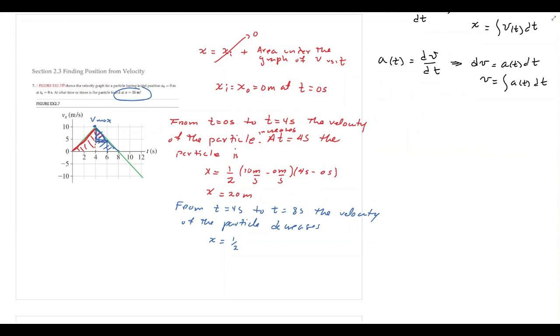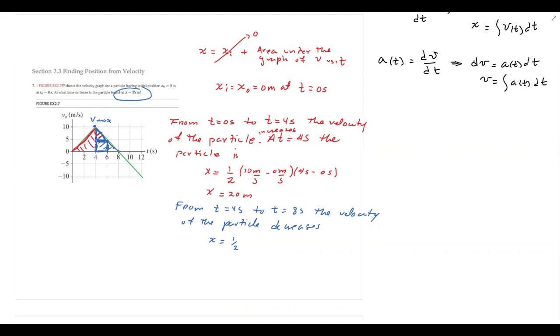Okay, so I can just use the area of the square and the area of the triangle to find the area in this region. I hope it's going to be 35 meters just before 8 seconds, because as this graph is symmetric, at t equal 8 seconds it would be 40 meters from the initial point, right? So it will be 35 meters from the initial point before t equals 8 seconds.